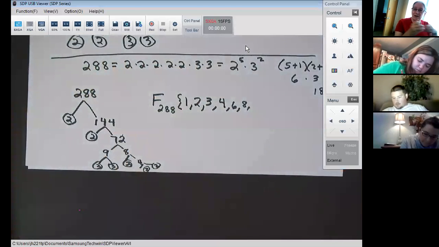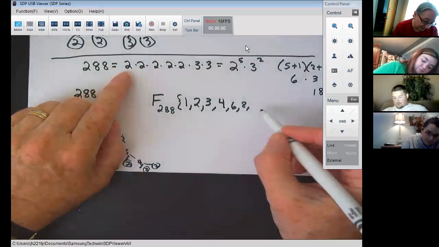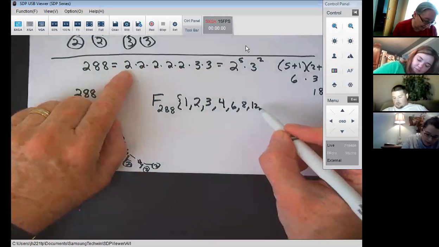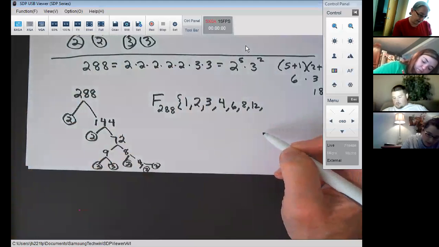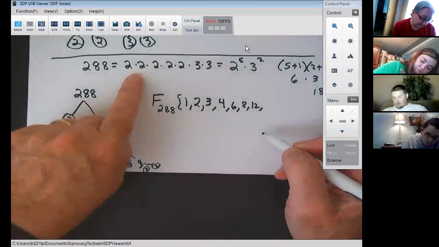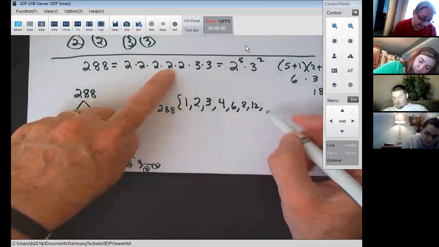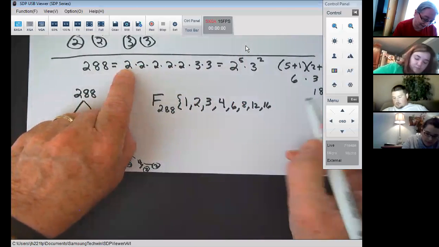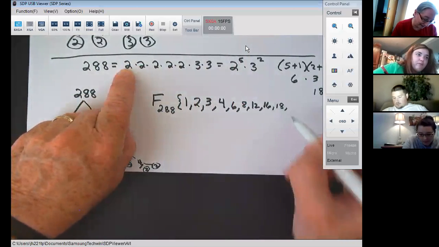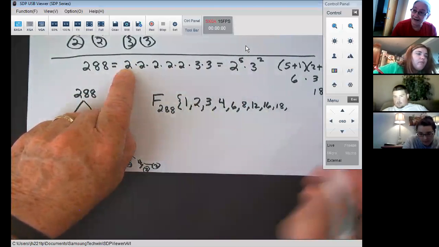But the idea is you've got to take all the possible combinations of these primes to come up with your list. So I've got 6, I've got 8, I'll get 12 by taking 2 of the 2s and 1 of the 3s. If I take 4 of the 2s, I get 16. If I do a 2 and the 2 3s, I get 18. How many have I got so far? 1, 2, 3, 4, 5, 6, 7, 8, 9. Okay, I've got half of them.